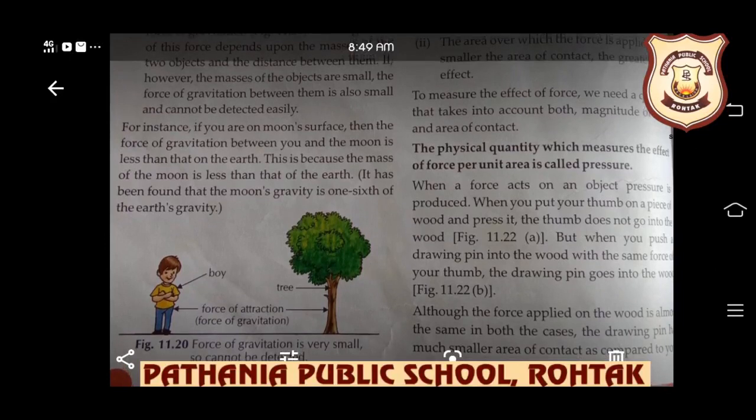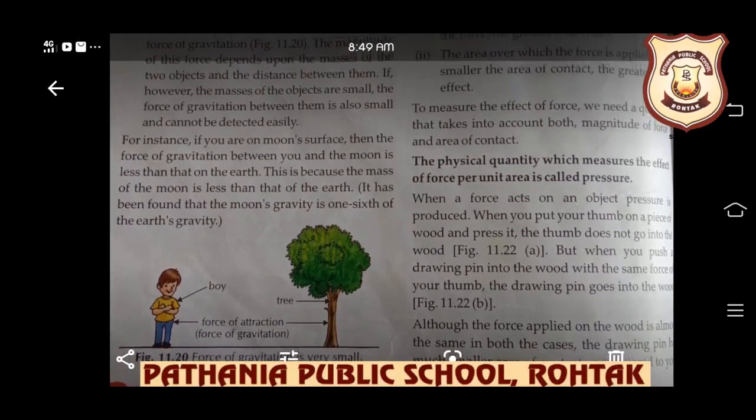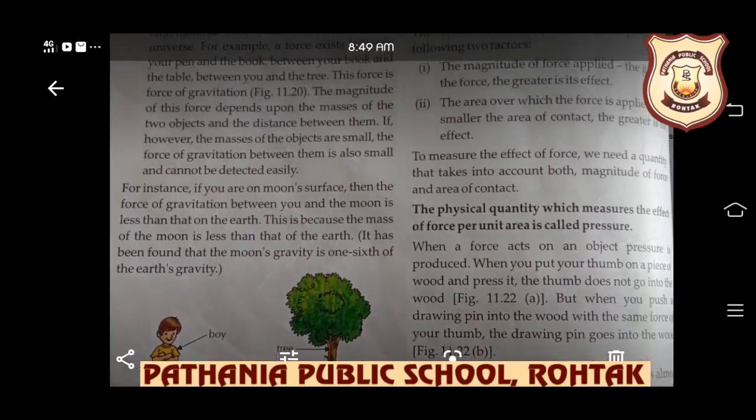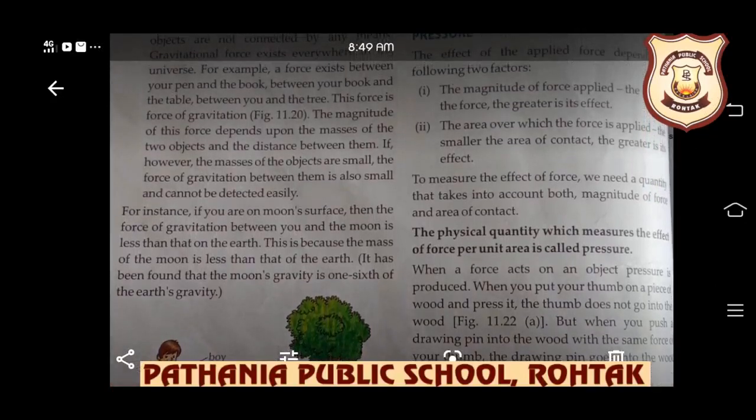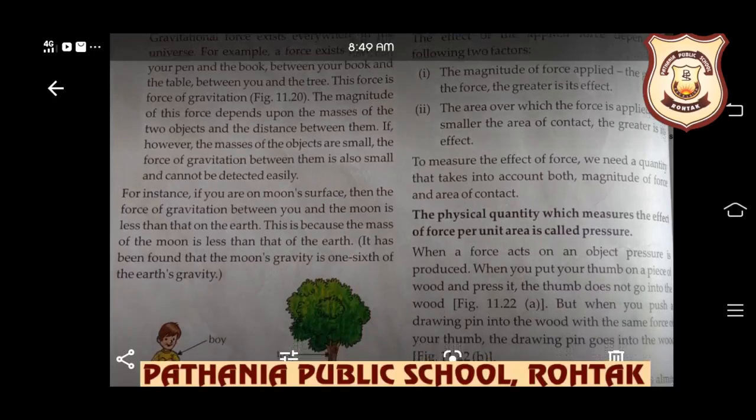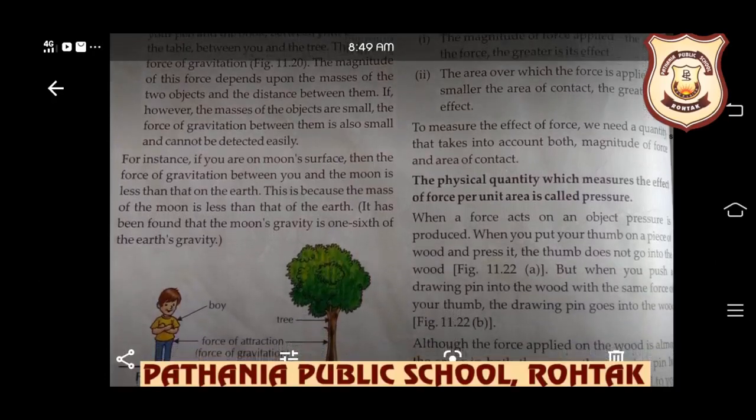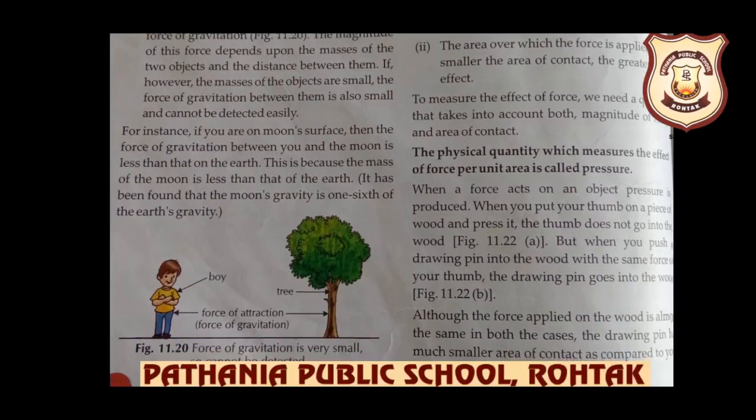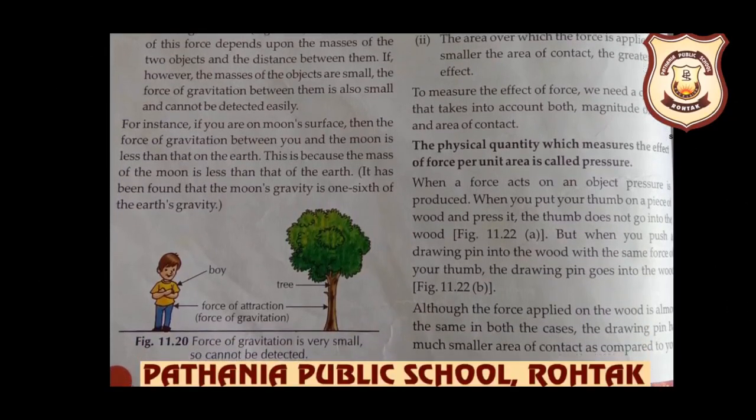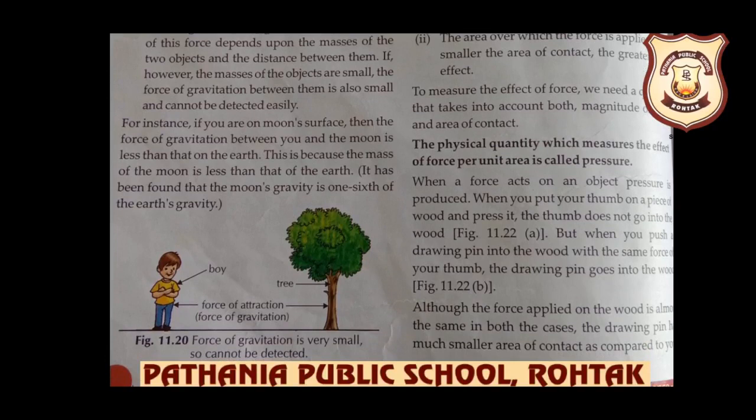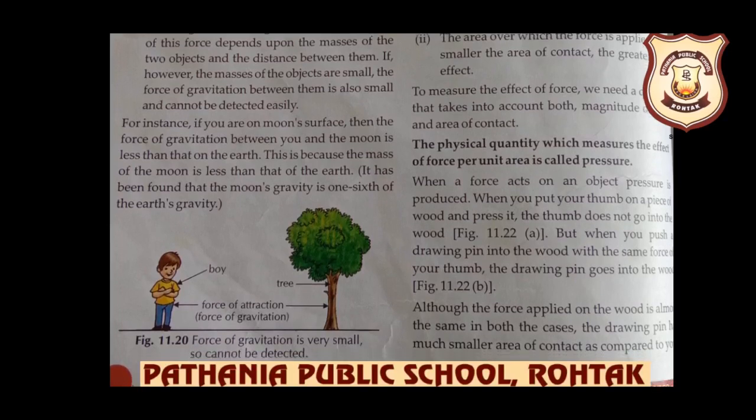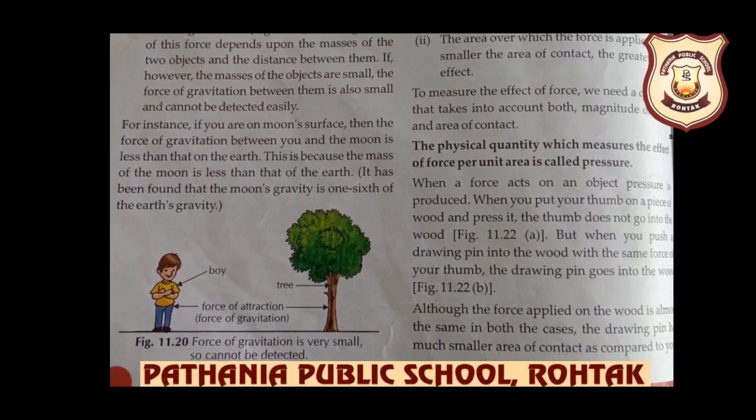Second factor is the area over which the force is applied. The area over which the force is applied means the contact area. The smaller the area of contact, the greater is its effect, meaning it is inversely proportional. Now, to measure the effect of force, we need a quantity that takes into account both. These two factors are included in one physical quantity which is called pressure.